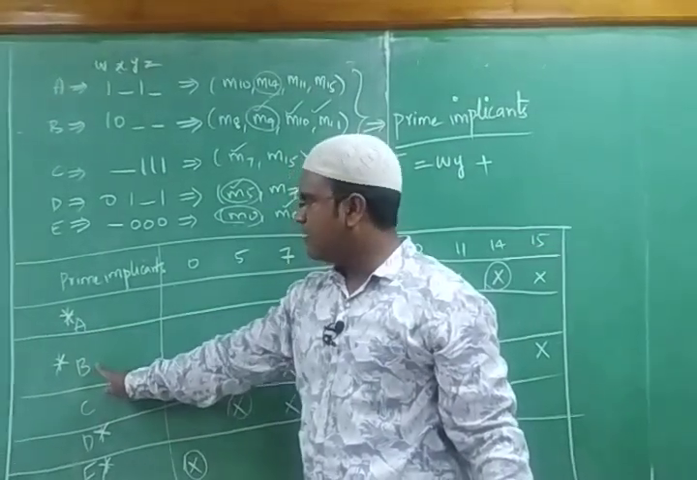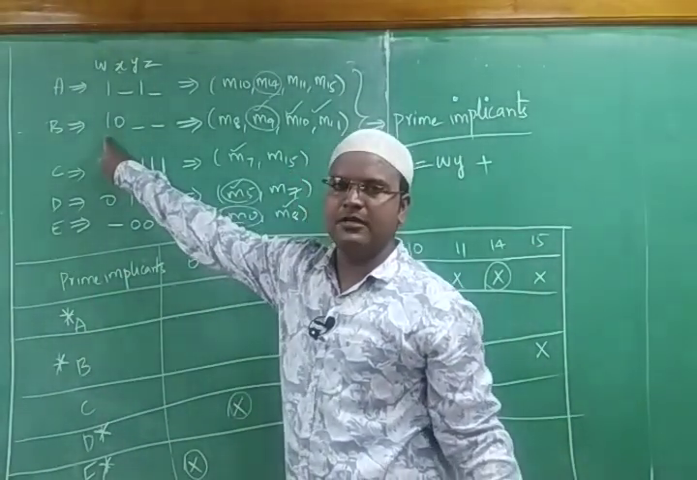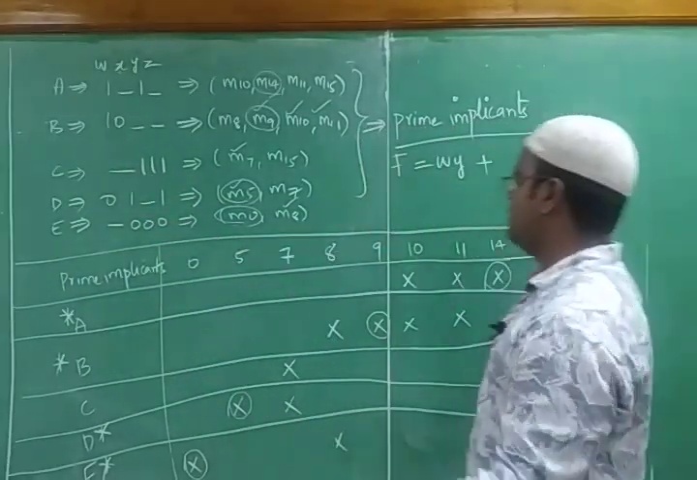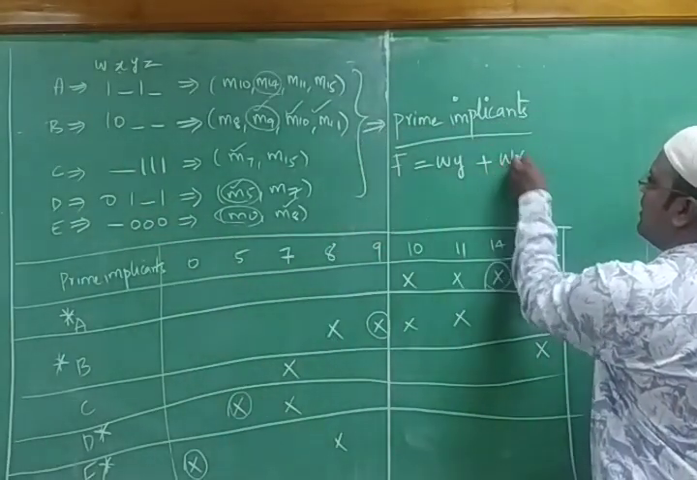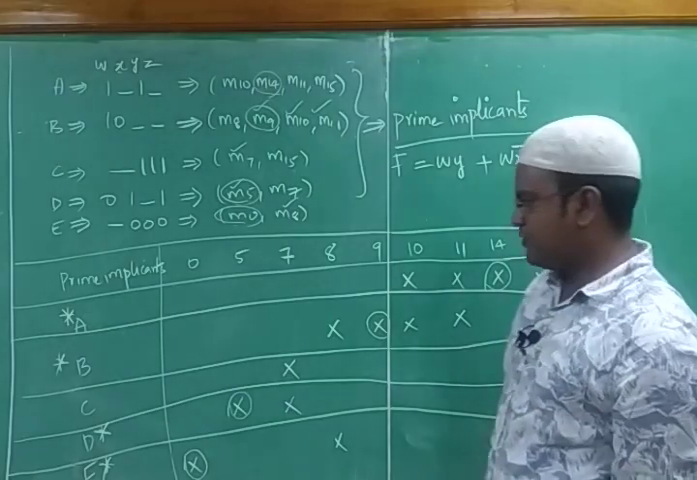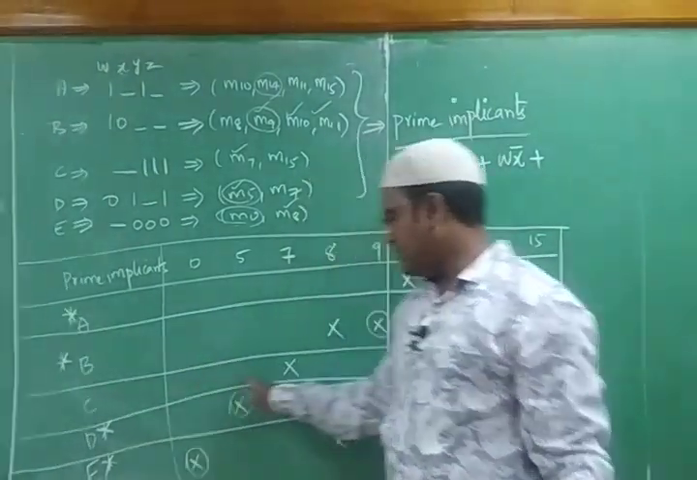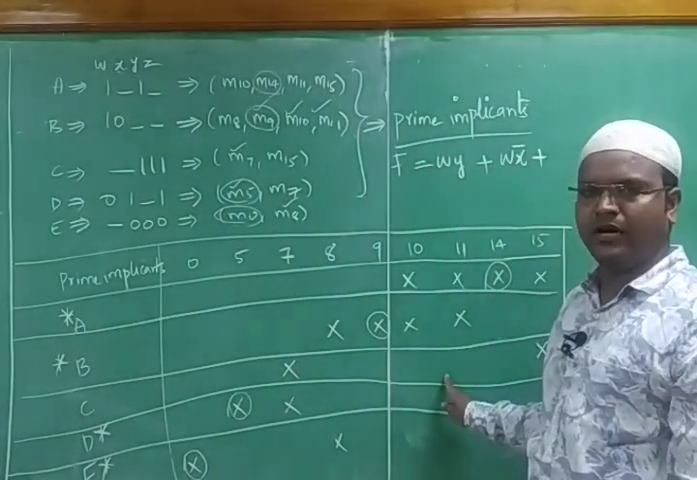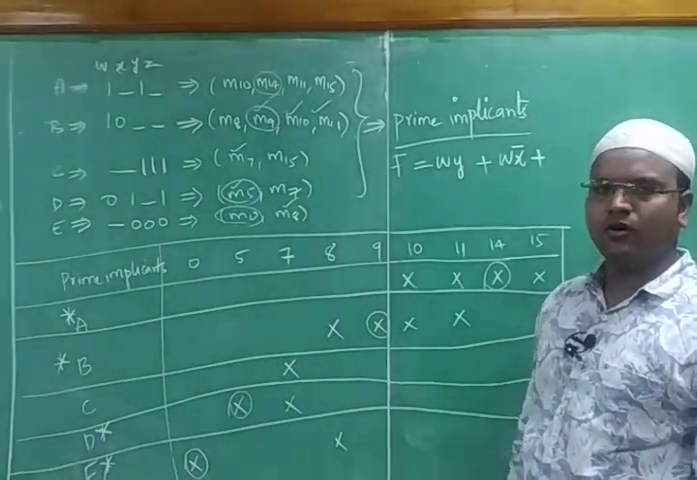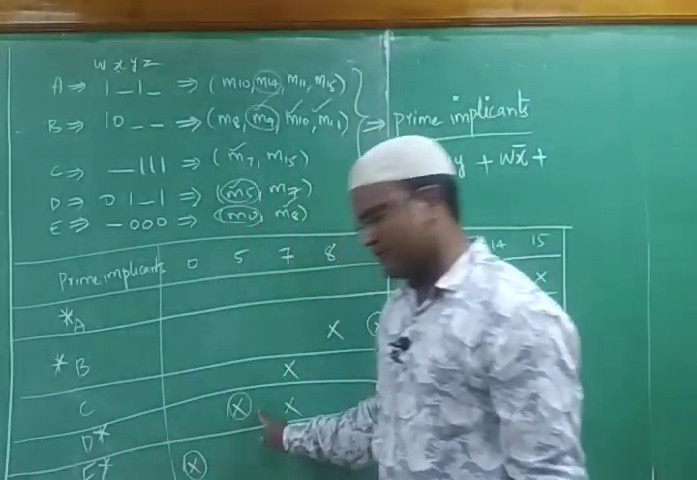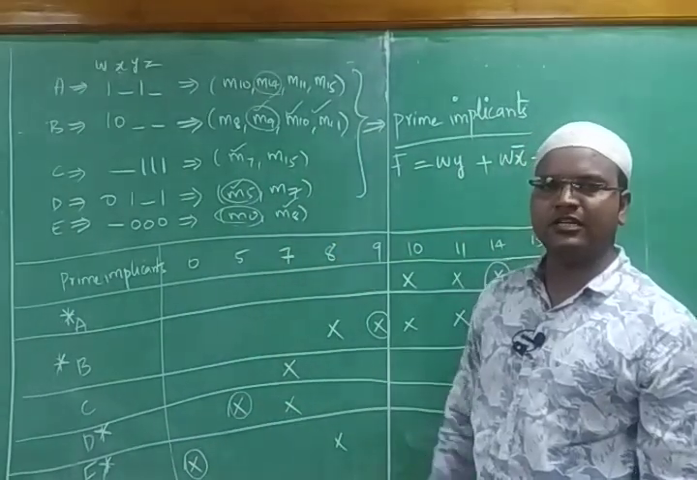Now for B, what is the B answer? 1, 0. That means W and X bar. W and X bar plus, next we do have C. Should I have to take C? No, because here there are no circles. Circle is not included. That's the reason we are not taking C. Now go for D. So D has a circle? Yes. That consists of an essential prime implicant value.